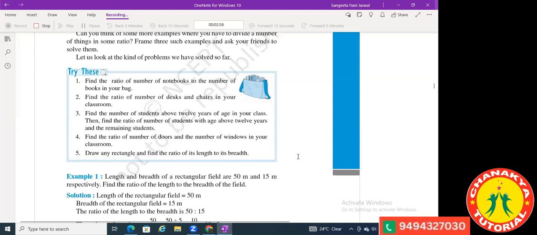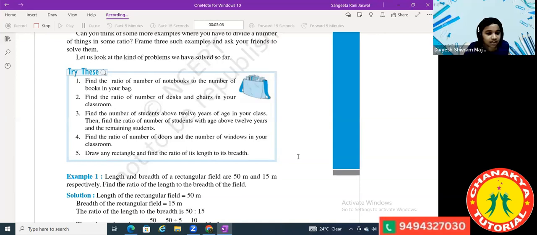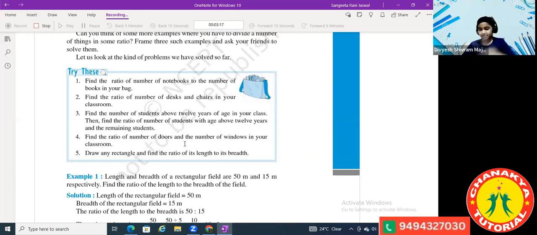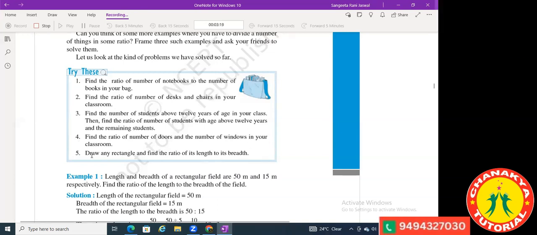Draw a rectangle and find the ratio of its length to its breadth. Now you are sitting at a table. After the class, what you can do is find the length and the breadth of your table, and find the ratio of the length to the breadth. These are small activities you can use after the class.